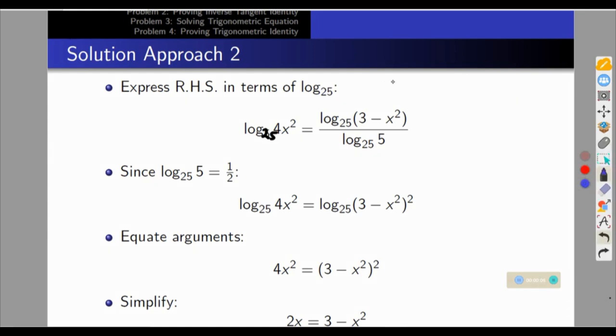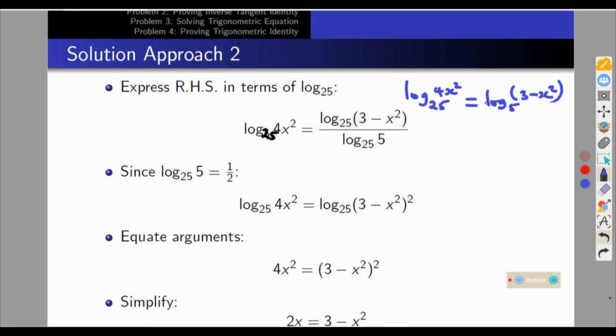From the given equation, we had that log base 25 of 4x squared is the same as log base 5 of 3 minus x squared. This was the given expression. We now need to express the right hand side in terms of log base 25. In our first approach, we converted the left hand side to be in terms of log of 5.